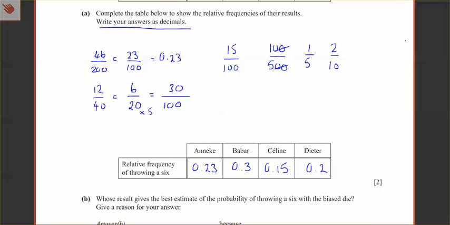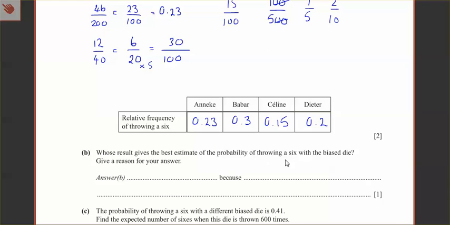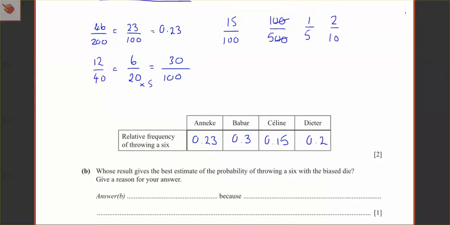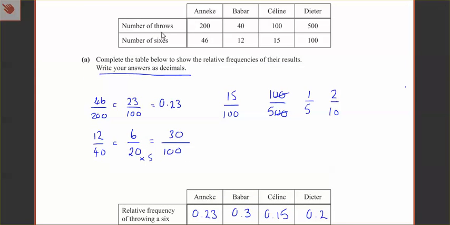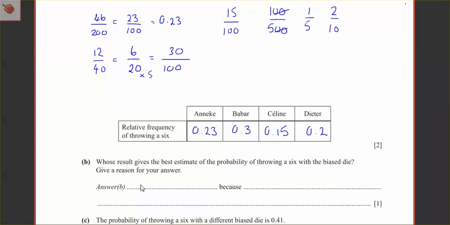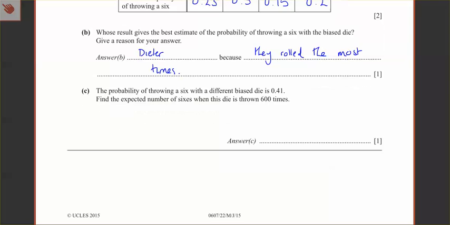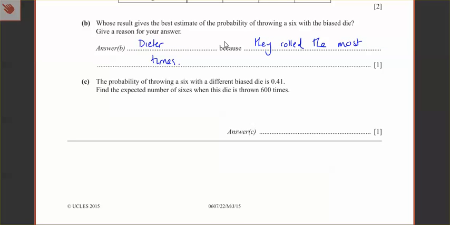Okay, so next bit, zoom in. Whose result gives the best estimate of the probability of throwing a 6 with a biased die? Give a reason. Well, estimates are all about how often you do something. So we know Dieter did it 500 times. So we would be saying Dieter because they rolled the most times. Now, obviously, for 1 mark, you've got to have both bits. You can't put a name and no reason. Right? And it's all about rolling it the most number of times.